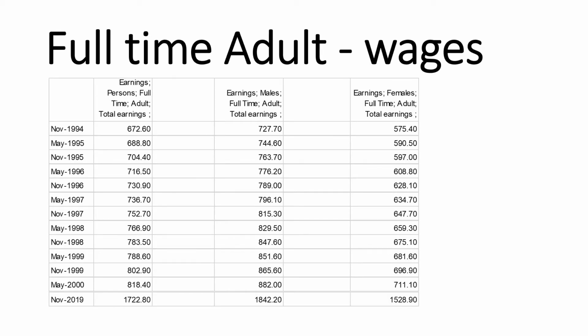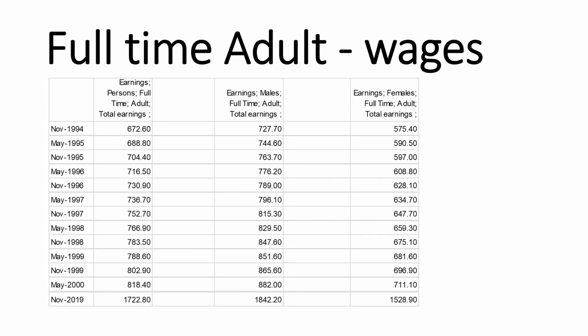Okay, let's have a look at an example. Here I have some data on full-time adult wages from the ABS website. Now I haven't put all the data here because there was too much to fit on one slide, but the data is from November 1994 to November 2019. And what the data includes is full-time adult wages. Here in the left-hand column is the population figures. In the middle column is just figures from males, and in the right-hand column is just figures from females.